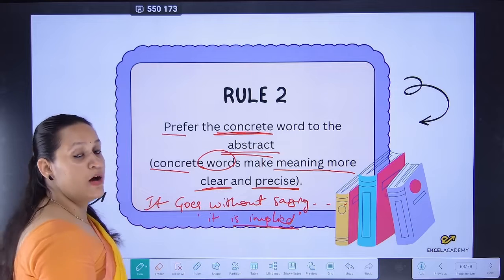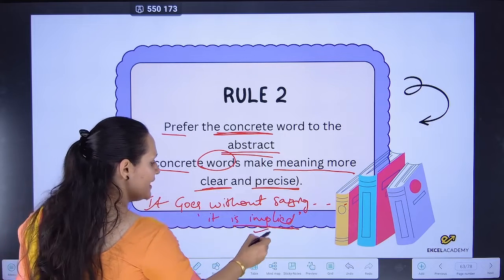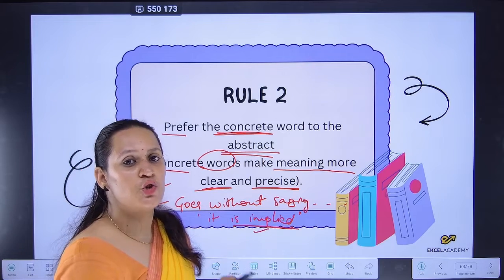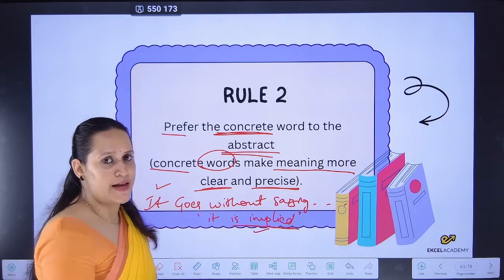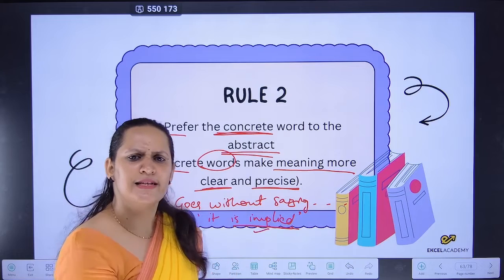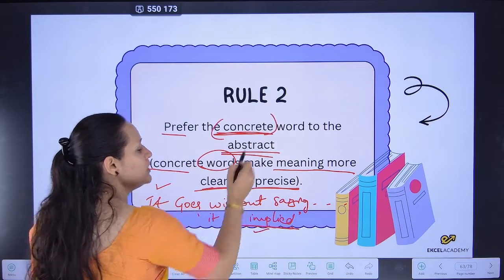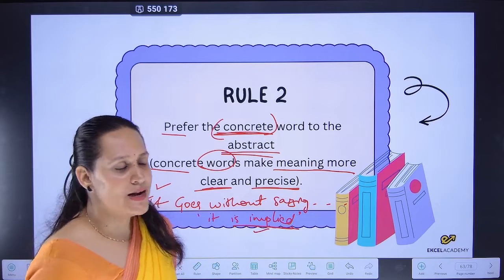It is implied without, so it is more concrete. The first sentence is abstract. The word implied can be used instead of me saying it goes without saying. Instead of saying it goes without saying, I can say it is implied for this particular purpose, right? So you should use concrete words rather than abstract words.